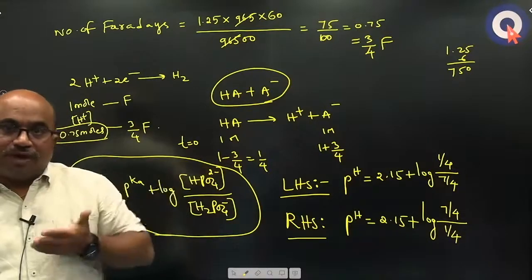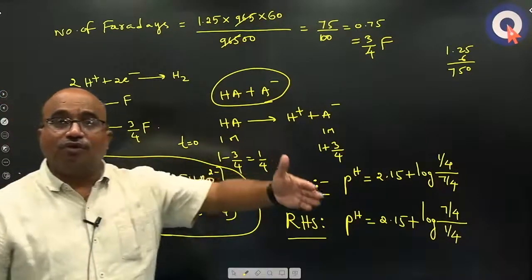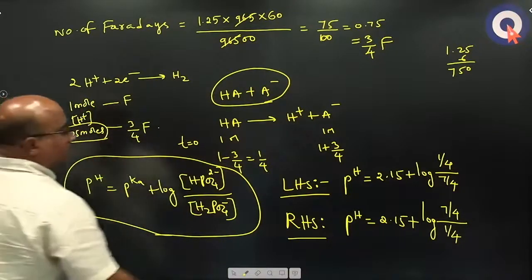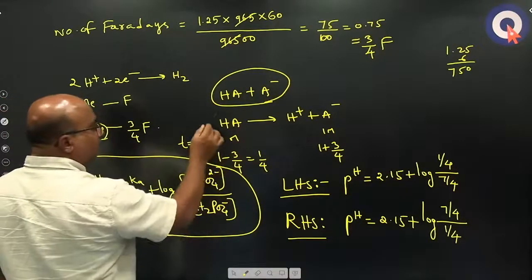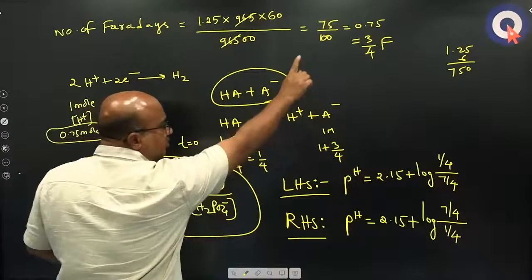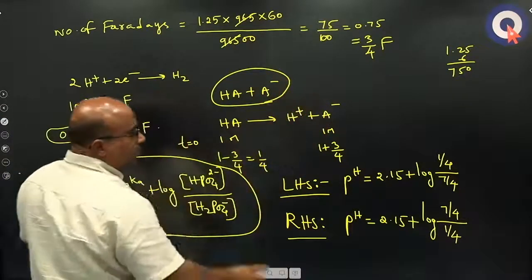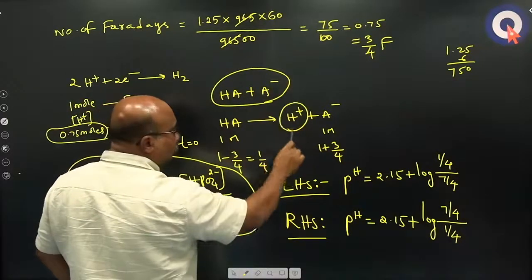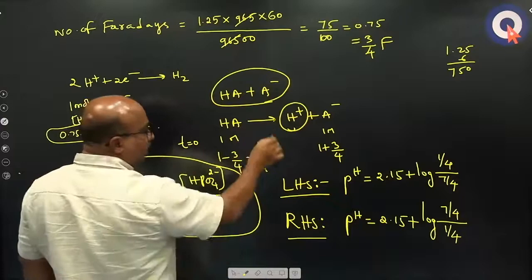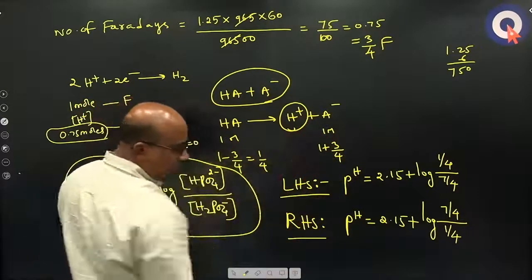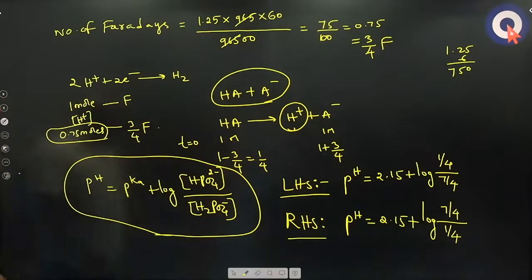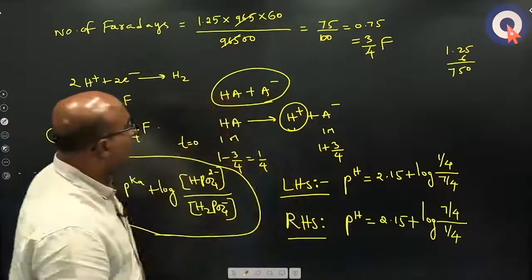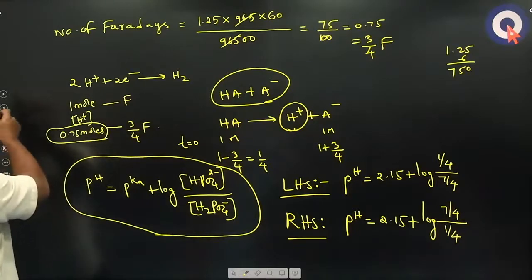Because here 3/4 will decrease, here 3/4 will increase. So this is the basic thing. A simple condition where HA concentration decreases and A minus concentration increases, that is when H plus concentration is going down. So when this H plus is consumed, the reaction starts moving in the forward direction. That is how we directly use that 3/4 is consumed and 3/4 is formed. Clear? Done.